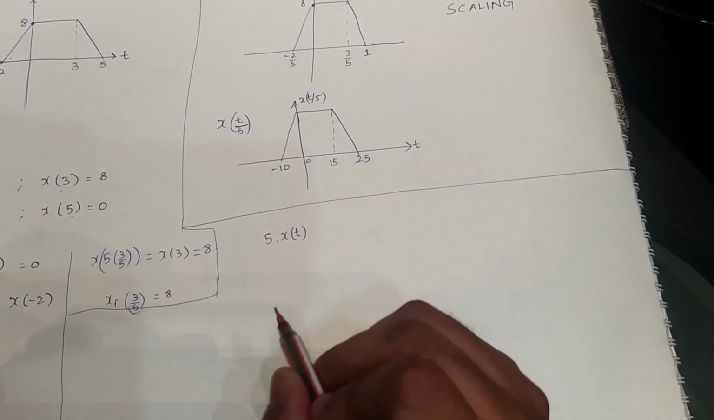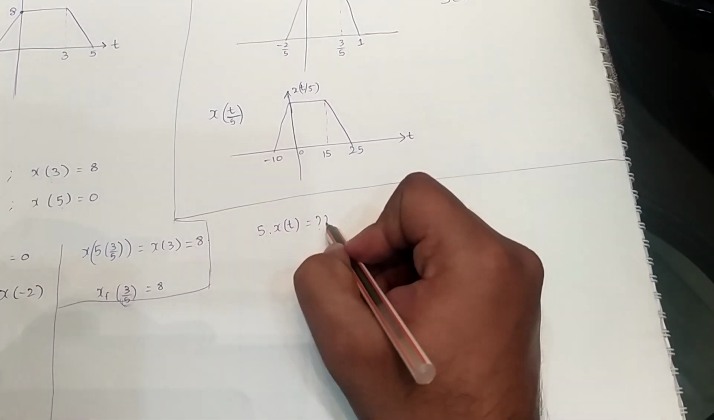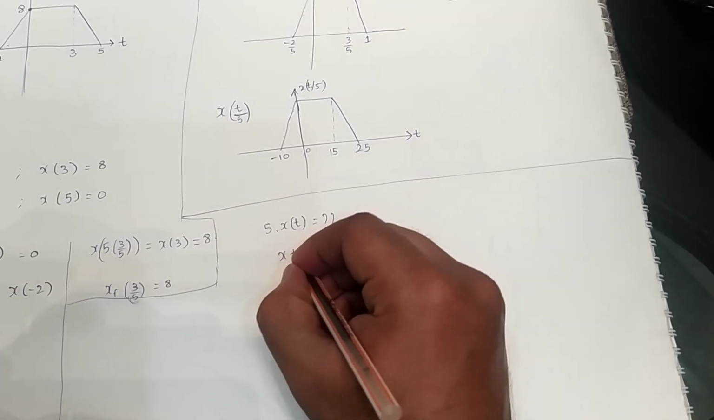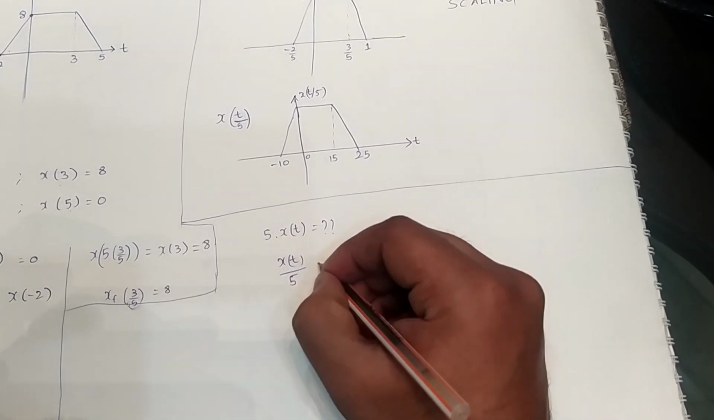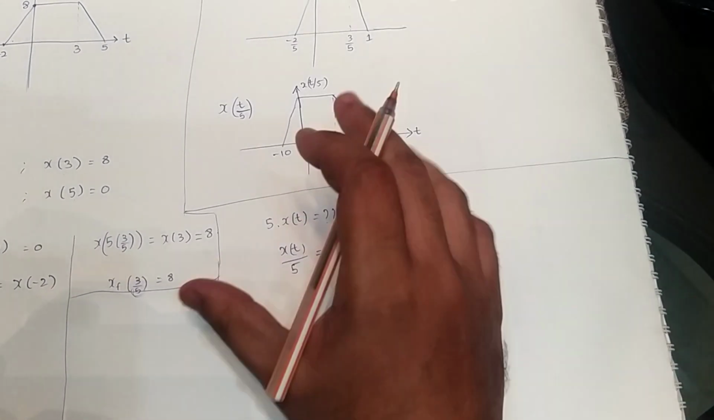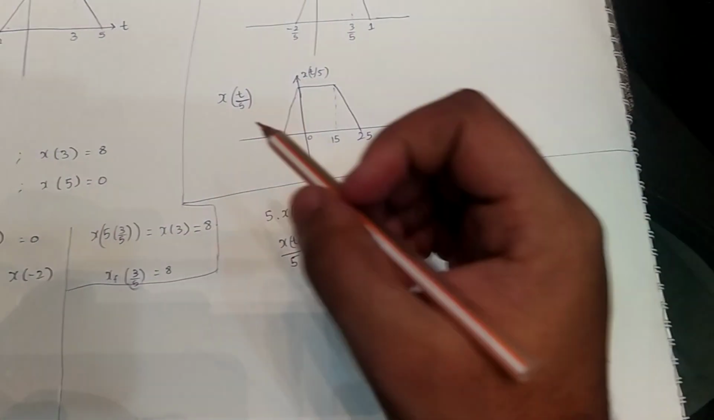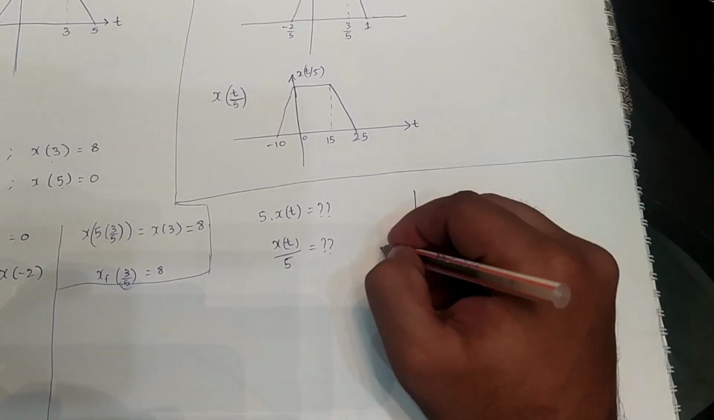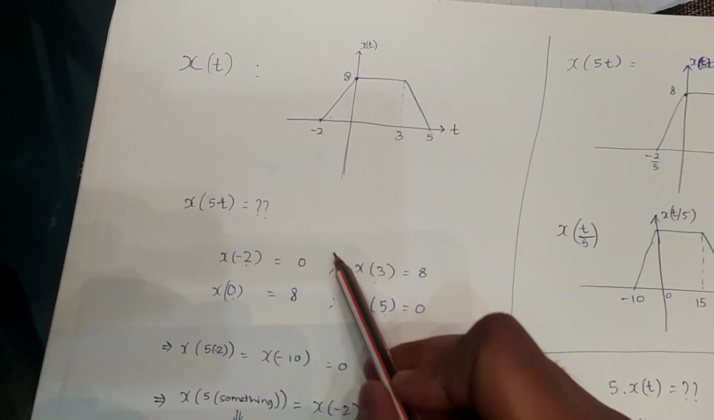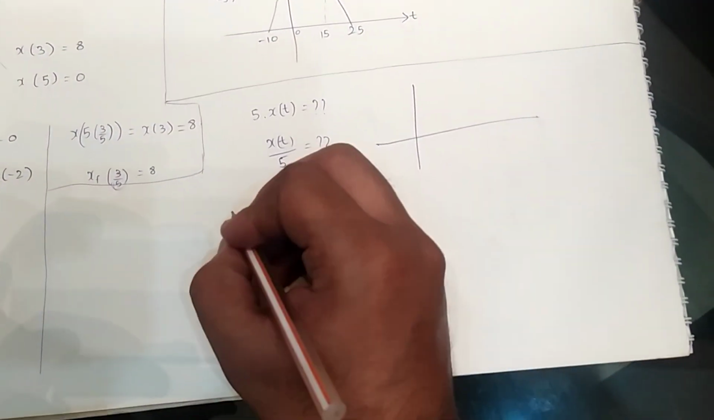X of t is going to remain the same, but what if I multiply something with x of t only, and what if I divide something with x of t only? This time I'm not touching my t, I'm just multiplying and dividing my x of t. So let's just take the same example. So x of t values are going to be these only. So I'll just write it down here.